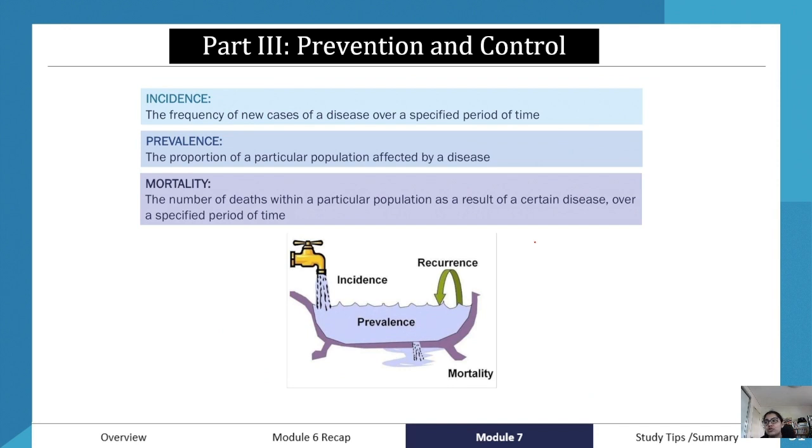So when we look at prevention and control, we want to think about incidence, prevalence, and mortality, three important terms. Incidence is the frequency of new cases over a specified period of time. So with COVID-19, the incidence was the number of new cases every week or every day. Prevalence is the proportion of a particular population affected by a disease. So the prevalence of COVID-19 would be everyone who has had COVID-19 ever since the beginning of the pandemic, for example. And mortality is the number of deaths within a particular population as a result of it. COVID-19 mortalities differ worldwide, but we look at them globally, nationally, and also based on different states as well.